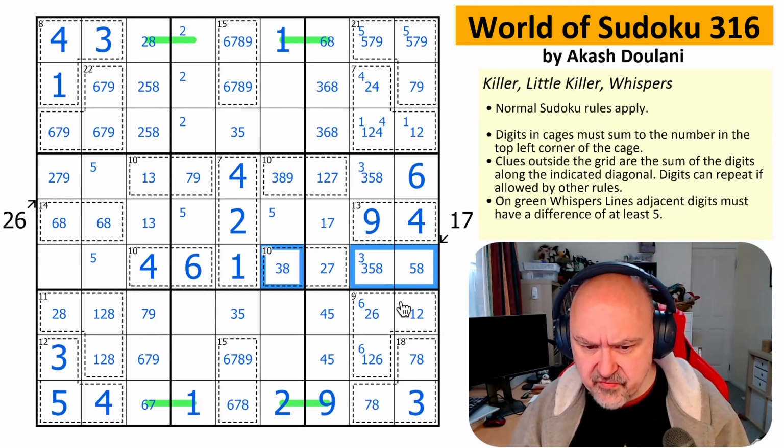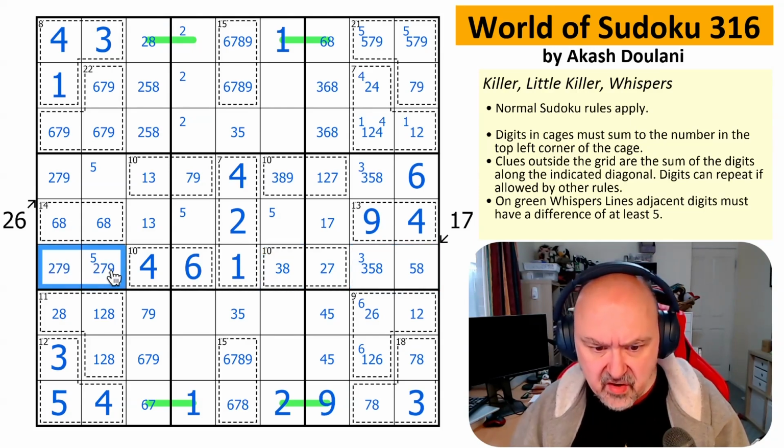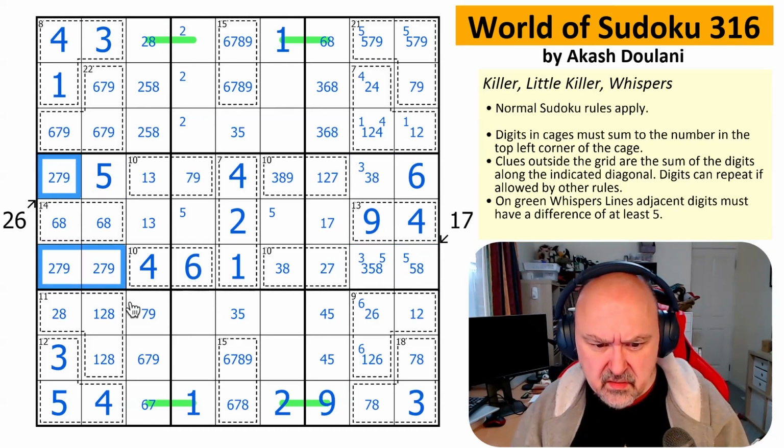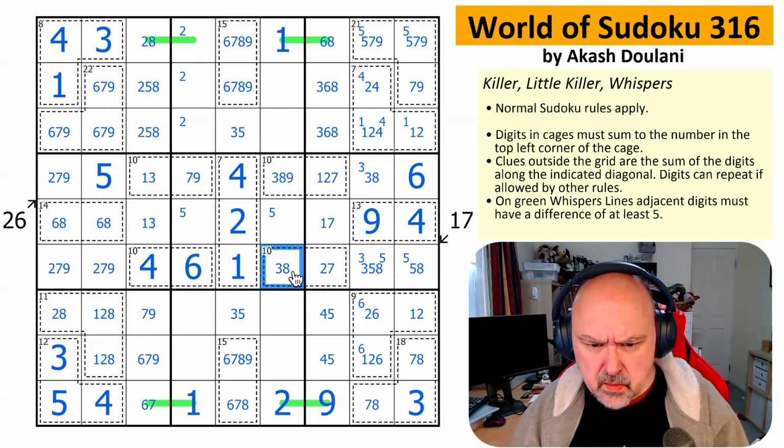This is a 3, 5, 8 triple. So 1, 2. Hang on. 1, 2, 3, 4, 5, 6, 7, and 9. So these are 2, 7, and 9. So that's not a 5. So that is a 5. So that's not a 5. So there is absolutely a 5 down here. 2, 7, 9. One is the one that's in there. Yeah, I know that. So these are 3, 5, and 7.